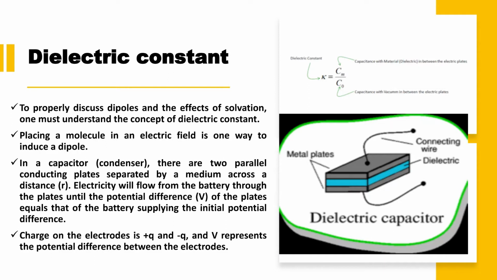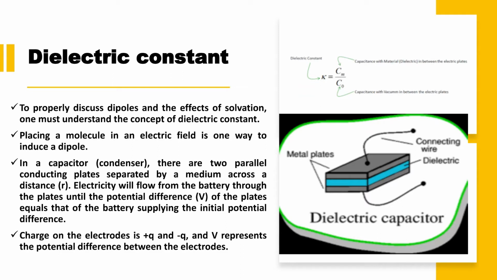The charge on the electrode is plus and minus charge, plus Q and minus Q, and V represents the potential difference between the electrodes. Dielectric constant is basically determined by understanding Cm by Co. Cm is the capacitance of the material in between the electric plates. Whatever medium we have taken, the passing of the current through that, the capacitance with the material, divided by the capacitance with the vacuum in between the plates. If we don't have anything, we just have the vacuum. So it is basically a ratio.